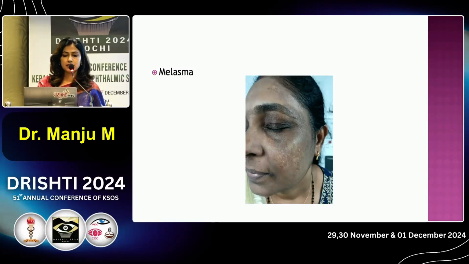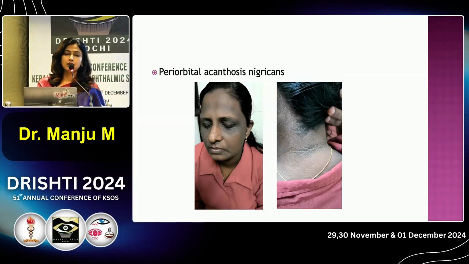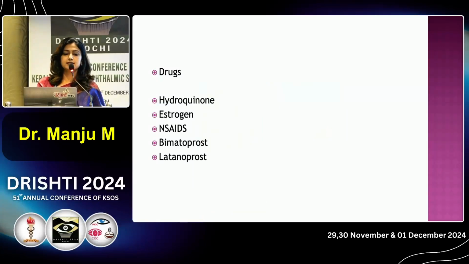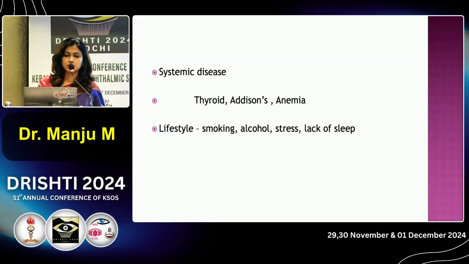Next, melasma. When melasma is present in the periorbital area, it's also another differential diagnosis for dark circles. Then periorbital acanthosis nigricans. Acanthosis nigricans presents as hyperpigmented velvety plaques over the flexures and the neck, and sometimes it can involve the face. When it involves the face, there will be a velvety texture over the eyelids also. Certain drugs like hydroquinone, estrogen, NSAIDs, bimatoprost, and latanoprost can induce periorbital pigmentation.